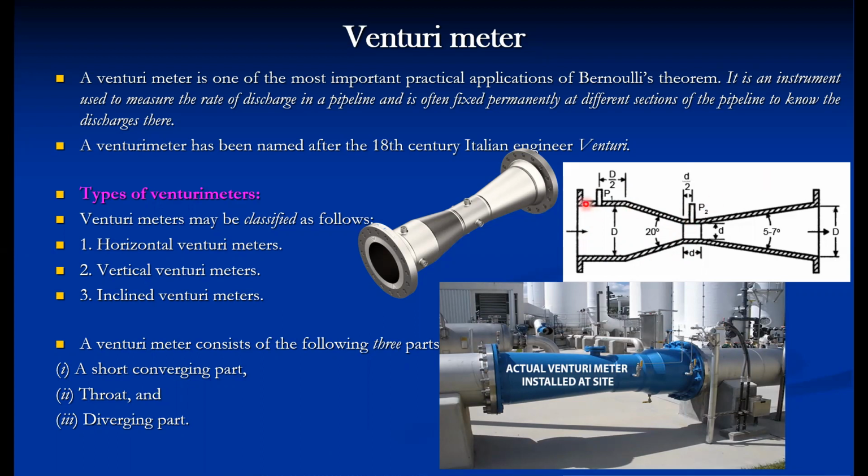It is fitted with the help of a flange arrangement here. Obviously, the flow is in this direction. So this is the convergent cone, then the divergent cone. This is the actual installation of a venturimeter in a big pipeline. It is used for measuring the discharge in this particular pipeline.